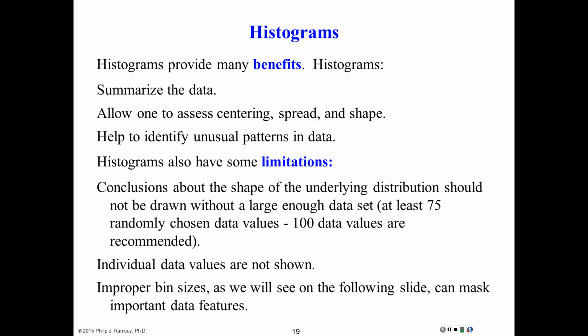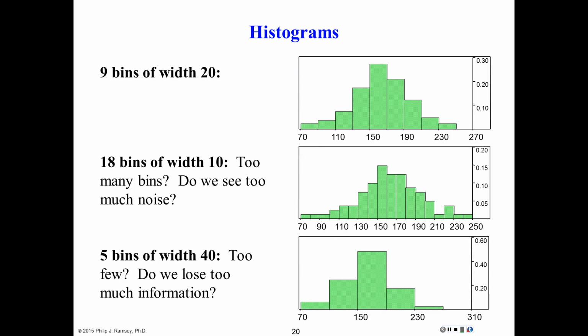Okay. So improper bin sizing is one of the problems that sometimes occurs. I'm just showing you an example, and I did it visually in JMP. You can see a histogram with 9 bins of width 20. And that gives you a good look at the shape of the distribution. 18 bins seems to be too many, and notice we're getting a lot more noise in the distribution. And then 5 bins really are too few. This is based on 80 observations, and 9 turned out to be the square root of 80, about right.